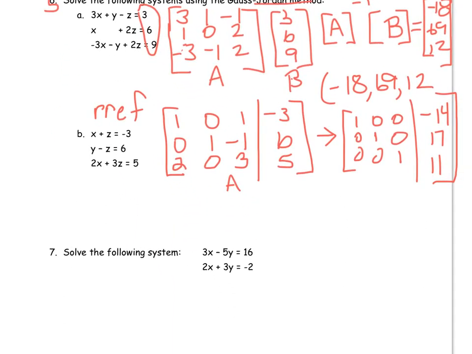So what that tells us is that the solution to this matrix is again the ordered triple (-14, 17, 11). If you try doing the inverse method, which I did on A, and it doesn't work because it tells you that matrix A is a singular matrix, then come back and do the reduced row echelon form like I demonstrated in part B.